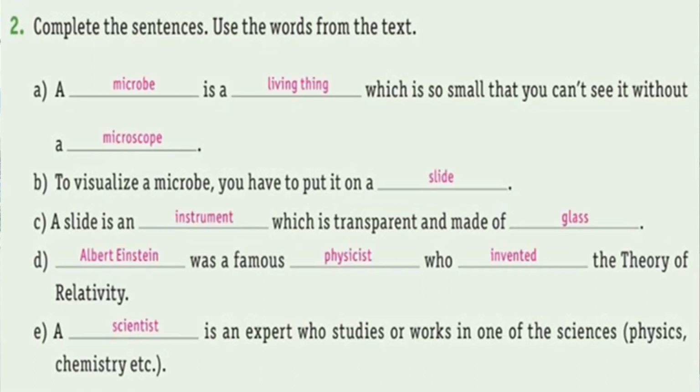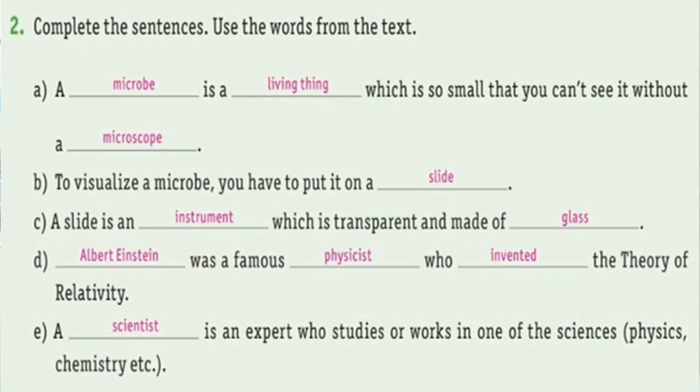Now talking about the correction of the same exercise, just to remind you that you should pause the video for a couple of minutes, maybe 5 minutes or 10 minutes, to solve the exercise. Letter A, a microbe is a living thing which is so small that you can't see it without a microscope. B, to visualize a microbe, you have to put it on a slide.